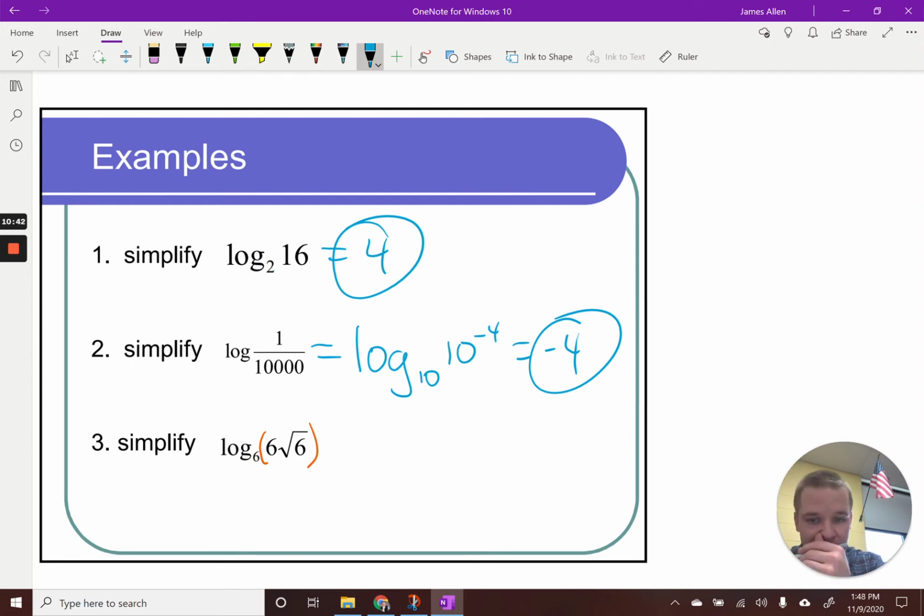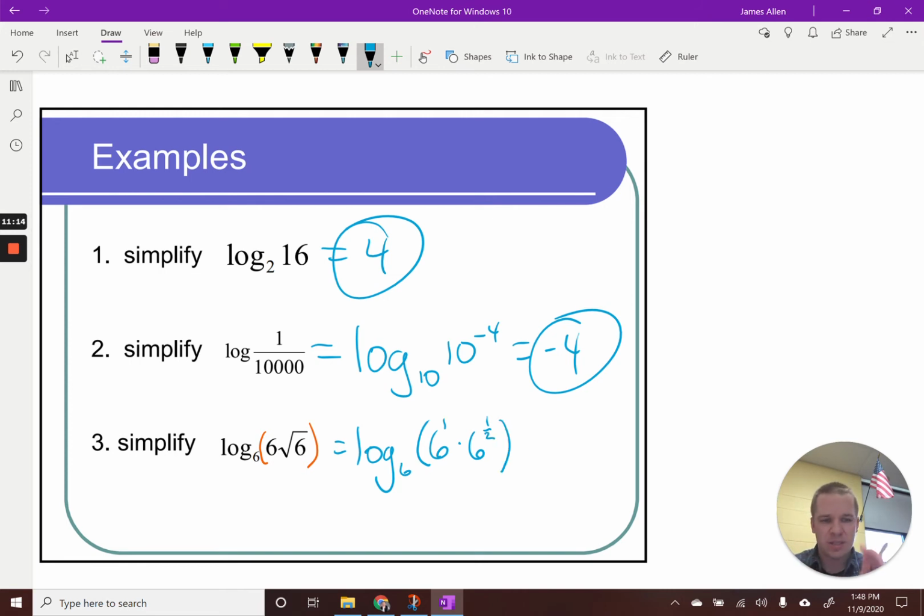So for this one, I put some parentheses around it because I thought it was a little bit confusing. It looked like it was just the 6 by itself. The whole 6 root 6 is the argument there. So what can we do? Well, oftentimes it can help to write a radical as an exponent. So we'd have log base 6 of 6 multiplied by 6 to the 1/2. And now that I have exponents, I'm going to throw a 1 up here.